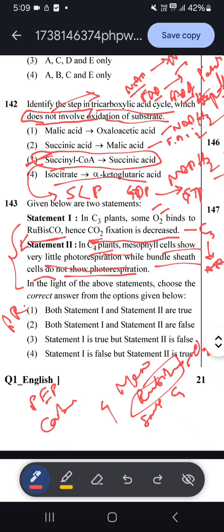This enzyme will bind only to carbon dioxide, not oxygen. This enzyme is present in mesophyll cells. As we all know, in C4 plants this enzyme is present in mesophyll cells, and it allows only carbon dioxide to bind to it, not oxygen. So in C4 plants, photorespiration does not take place. ATPs will be generated more, so the output of ATPs will be more in C4 plants. The option will be 1: statement 1 is true, statement 2 is false.